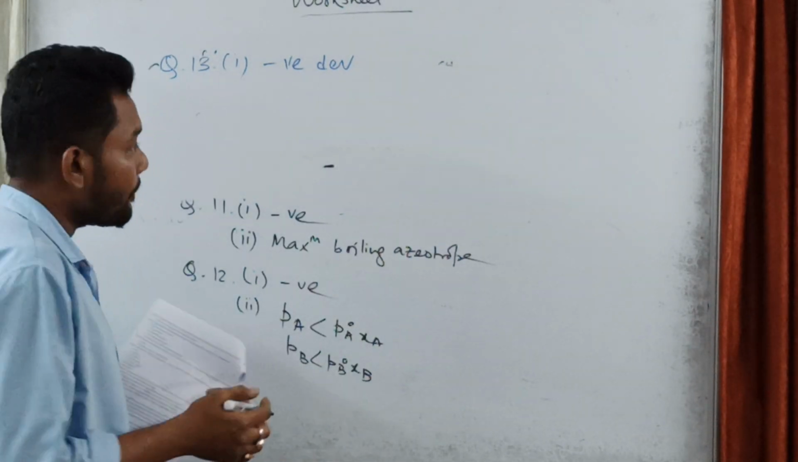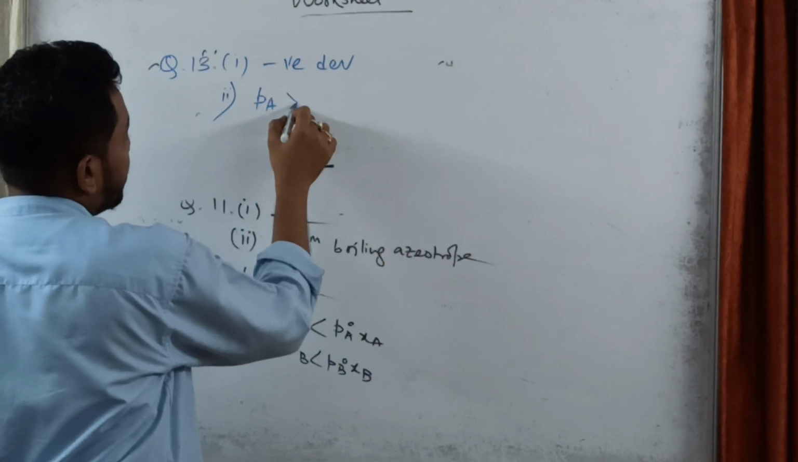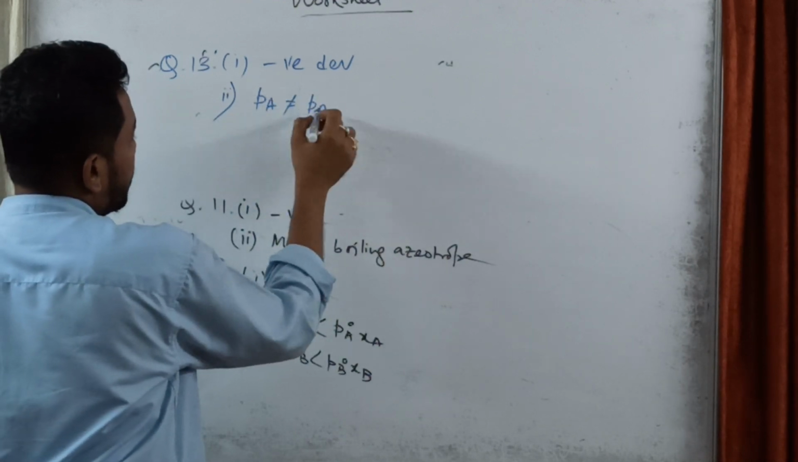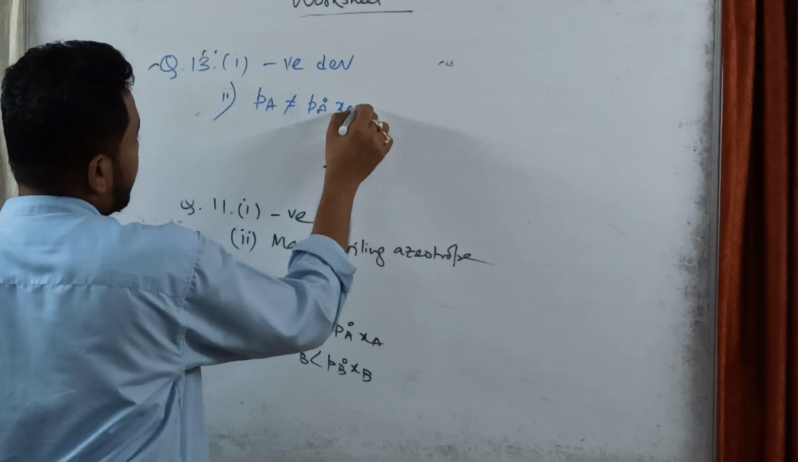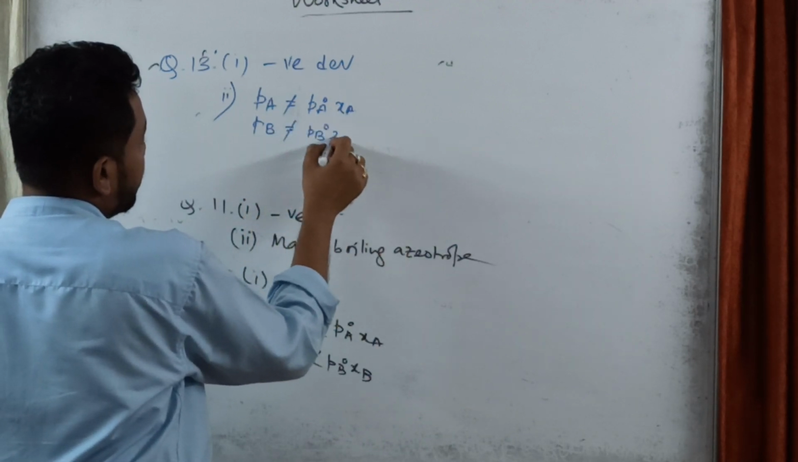You can simply write down. In case of non-ideal solution, first of all you will write down PA not equal to PA0 XA, PB not equal to PB0 XB. This is the first.